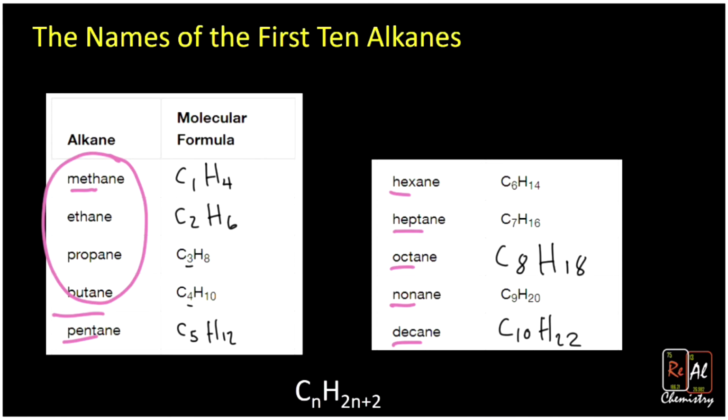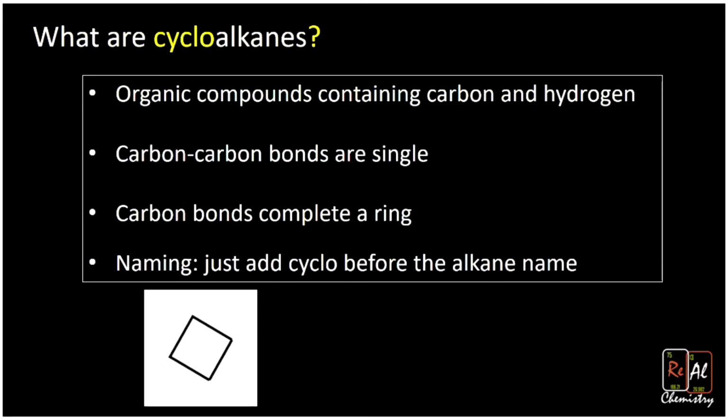different naming videos. Okay, let's go ahead now and think about what are cycloalkanes. Well, they're very similar to alkanes. They're organic compounds containing carbon and hydrogen. The carbon-carbon bonds are single. But here's the new thing. The carbon bonds complete a ring. So this guy, that's pretty cool.